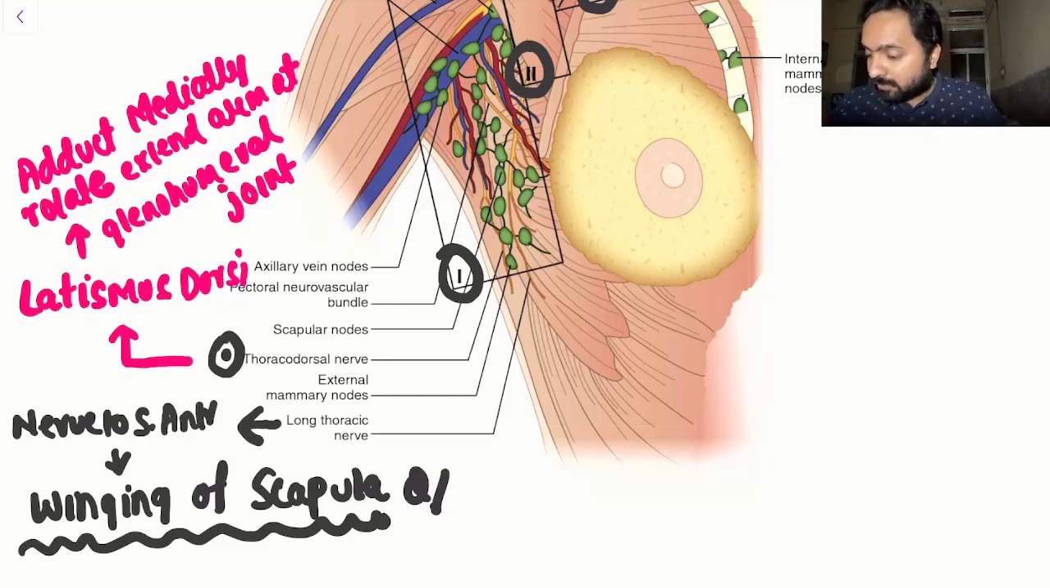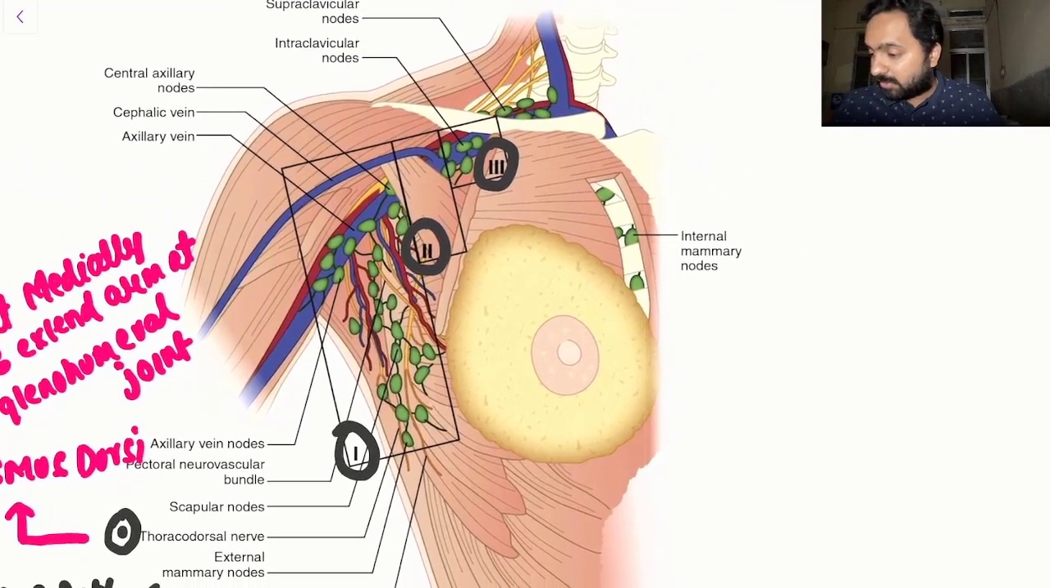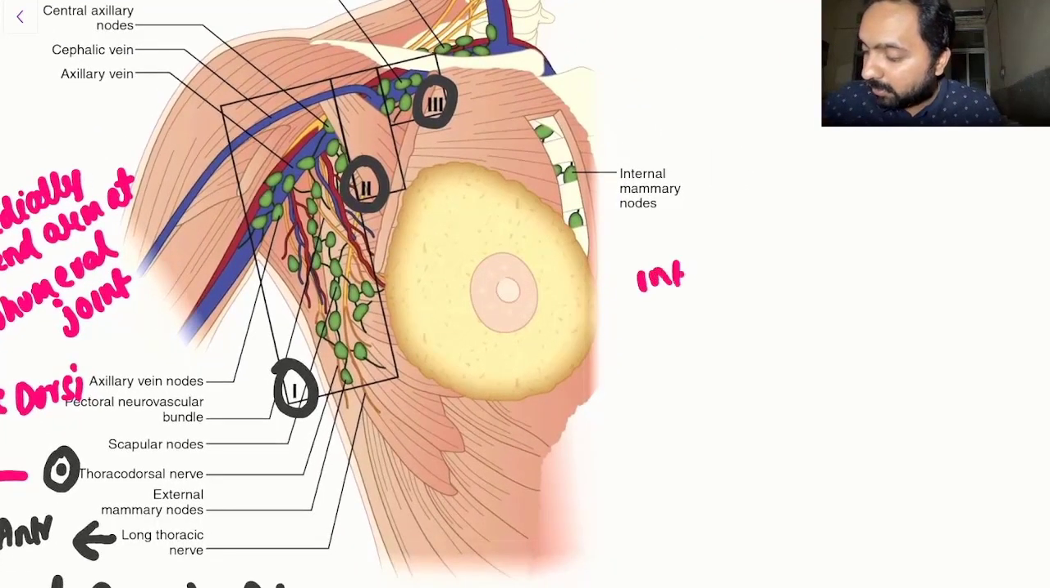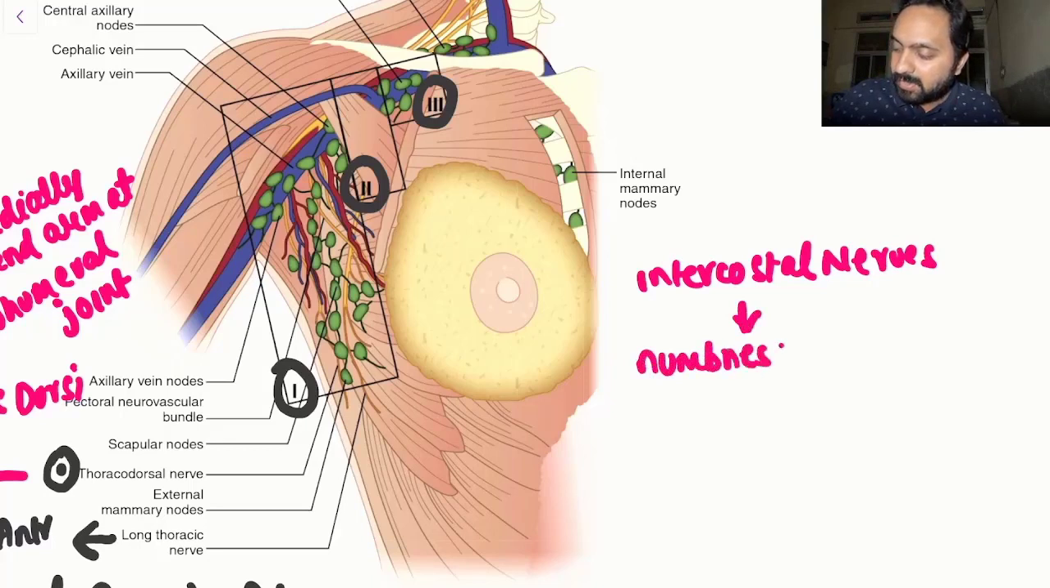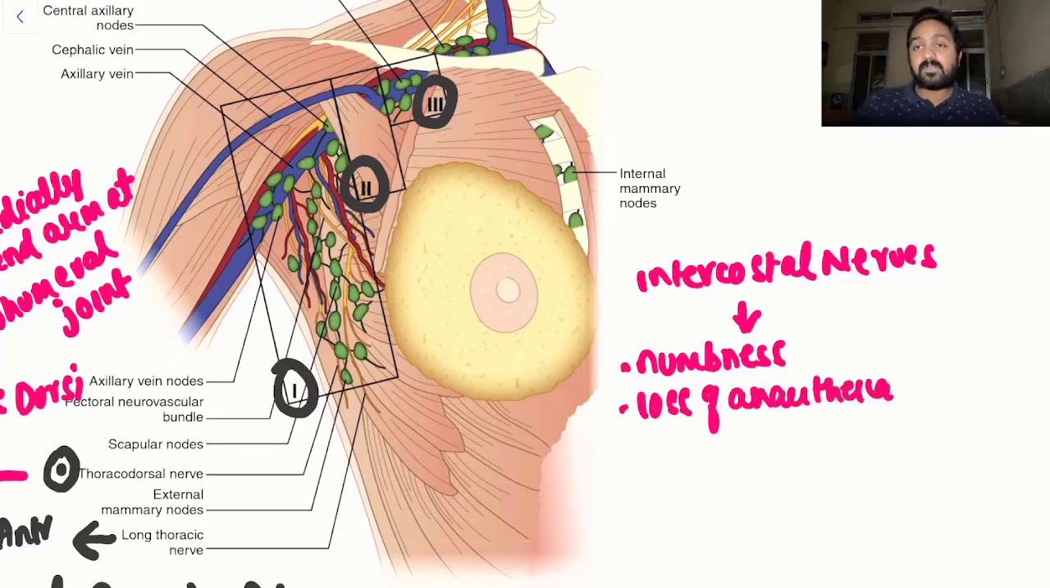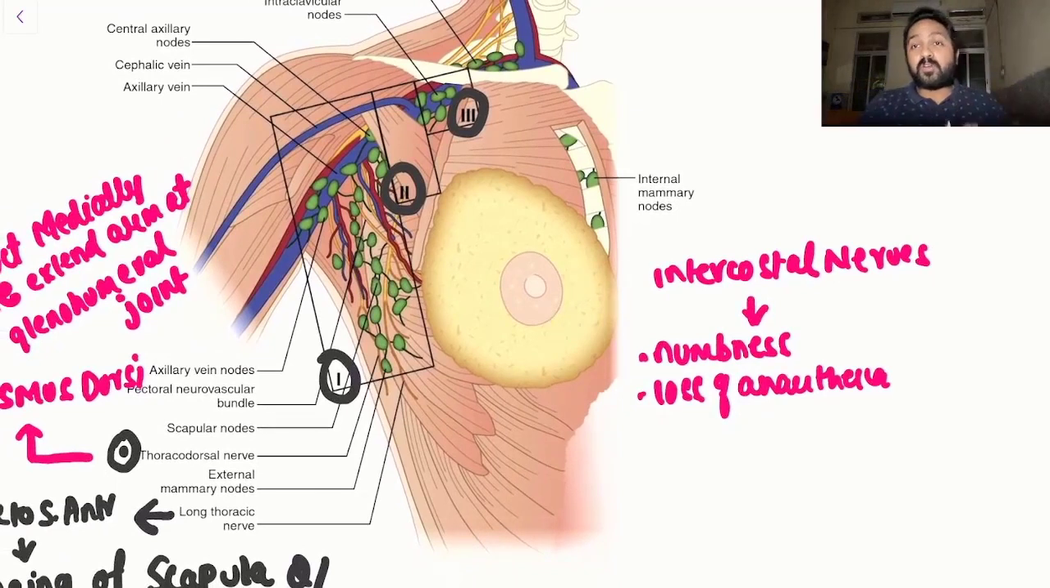And also apart from this, another nerves that are damaged are your intercostal nerves. So what happens over here? Because of this, there would be numbness, or basically loss of sensation, at that particular area, right? So these are your few important points with respect to your axillary lymph node.